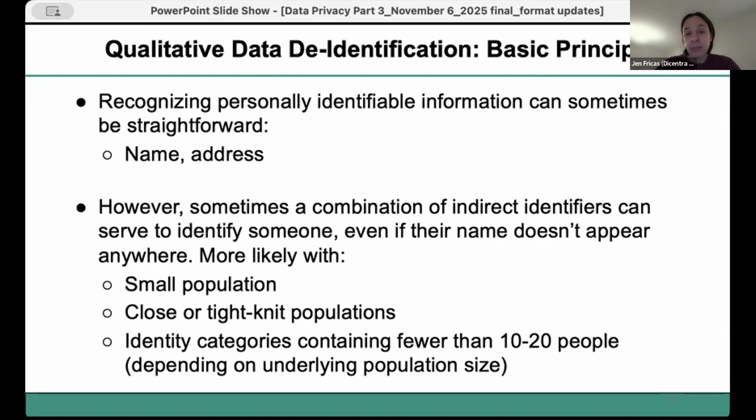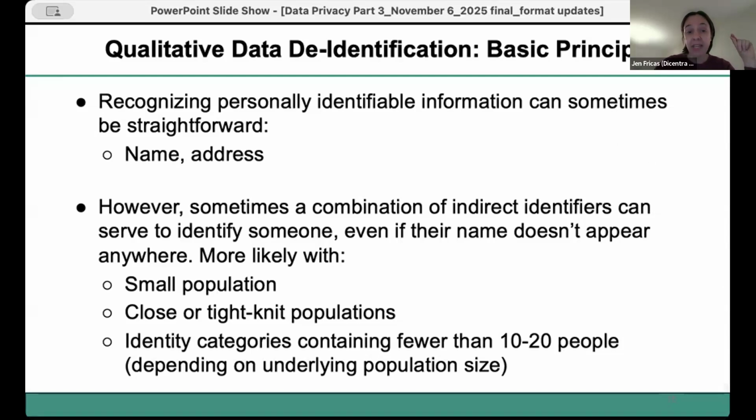There are some basic principles that I want to be sure to cover when we think about qualitative data de-identification. When we're working with qualitative data, recognizing identifiable information can sometimes be straightforward. If a person's name or address is contained in the data, it's identifiable. But there's another consideration for checking your qualitative data for potential to identify a participant or client. Sometimes this combination of indirect and direct identifiers can identify someone even if their name does not appear anywhere.